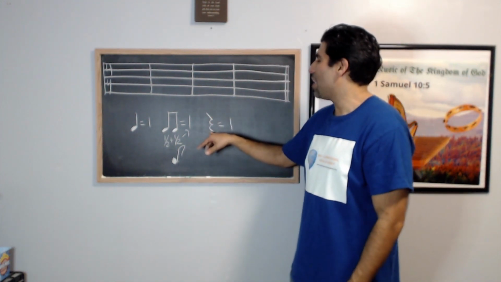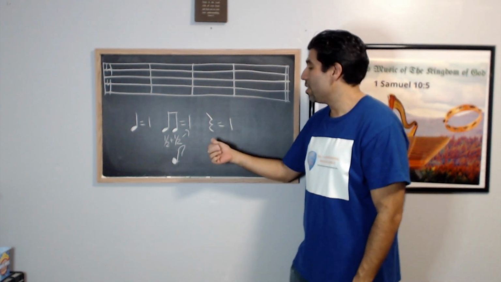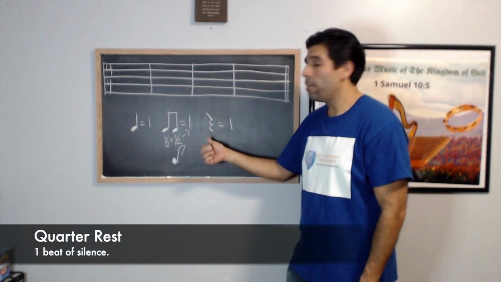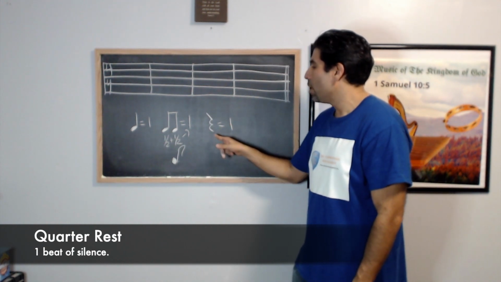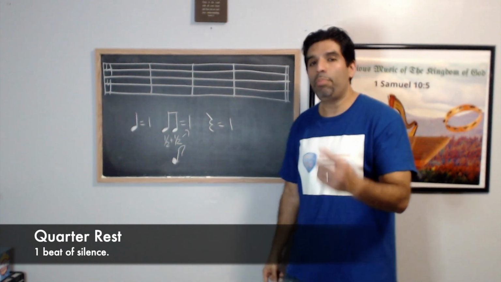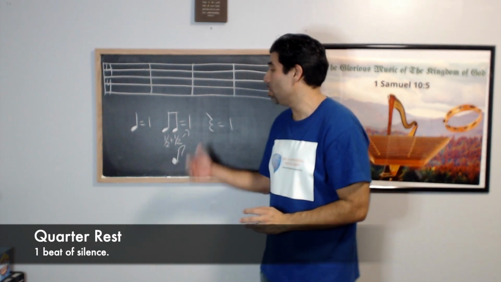Now, we have a newly added symbol over here, okay? Take a look over here. This is known as our quarter rest. Notice I put an equal sign and a 1. Our quarter rest equals 1 beat, okay? A rest is simply a unit of silence, okay? That's all it is. It's a symbol of silence.